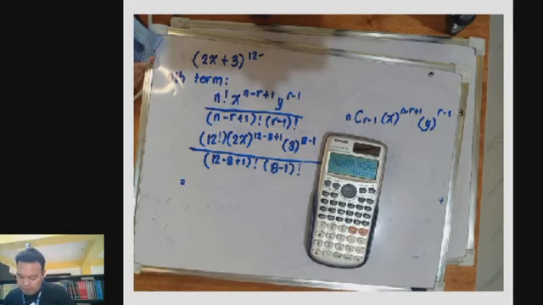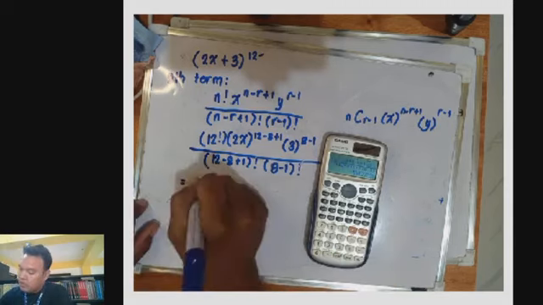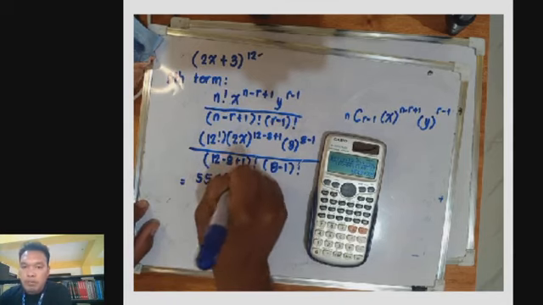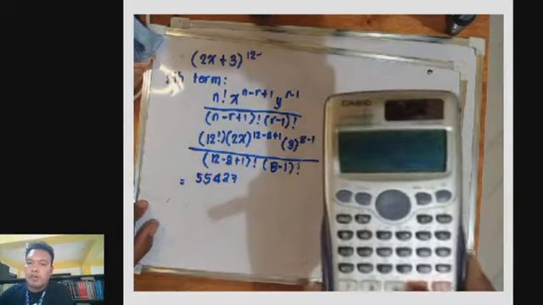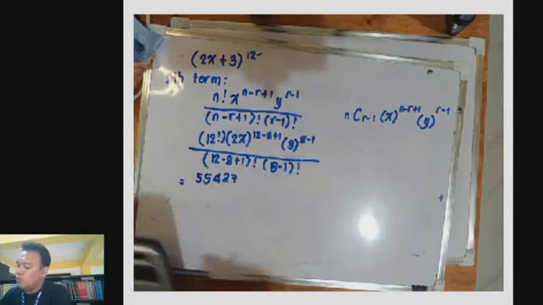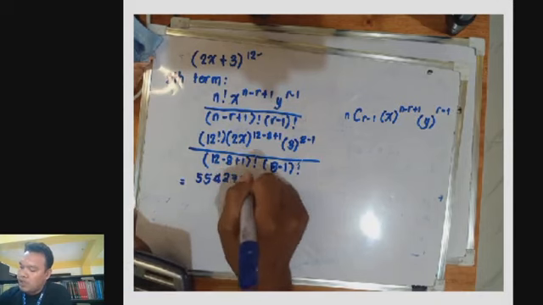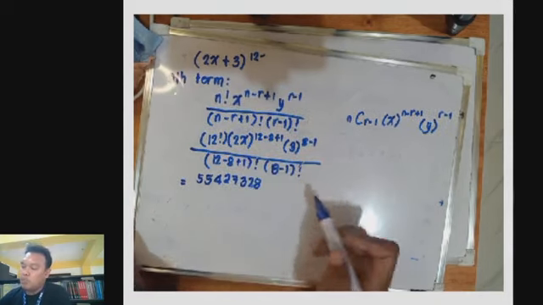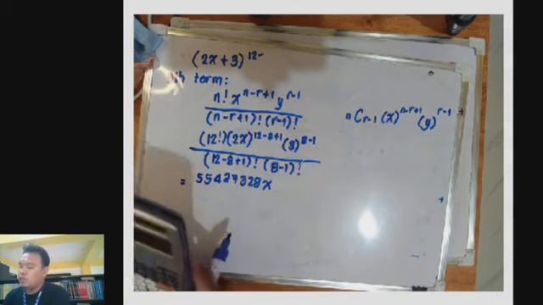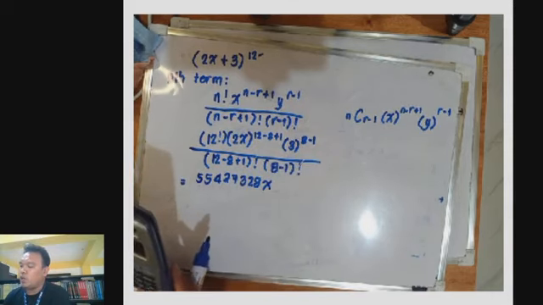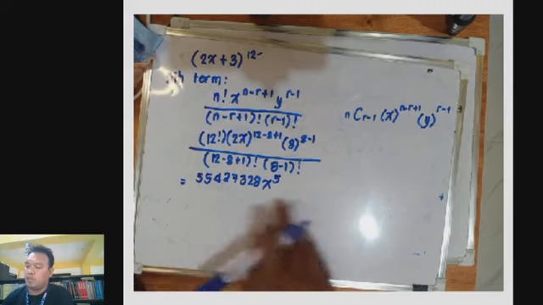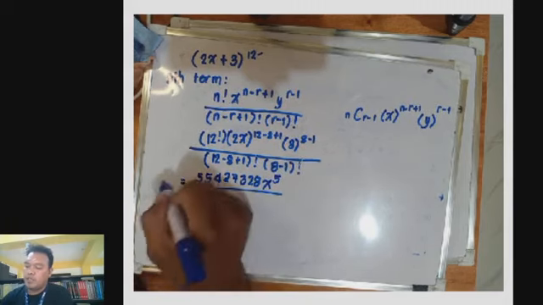So we have 5, 4, 2, 7, 3, 2, 8. Tapos yung x, syempre, lalagay nyo pa yun. X, tapos yung 12 minus 8 plus 1, we have 5. So, ito po yung lalabas.